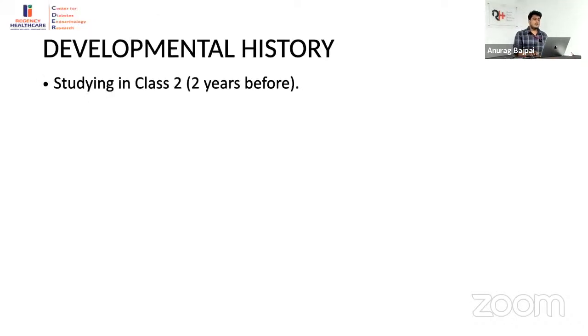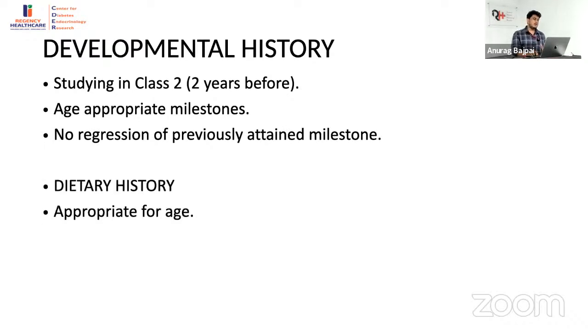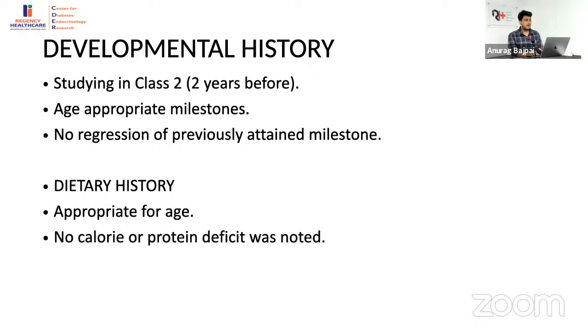With regards to the development history, the child was studying in class 2, which was age appropriate, 2 years before. But because of COVID and also the bony deformities, he was not sent to school for the last 2 years. He had all the milestones achieved appropriate for the age, and there was no regression of previously attained milestones. With regards to the diet history, it was appropriate for age and there was no calorie or protein deficit noted.